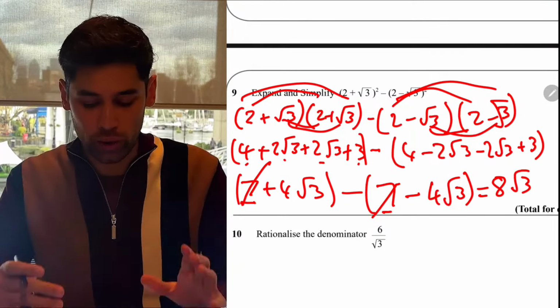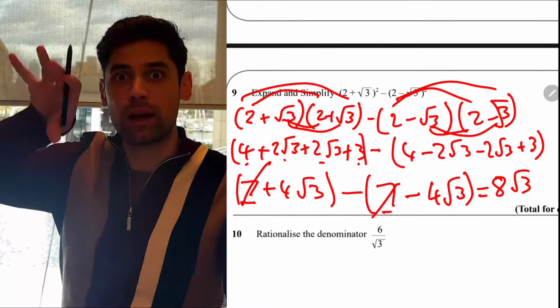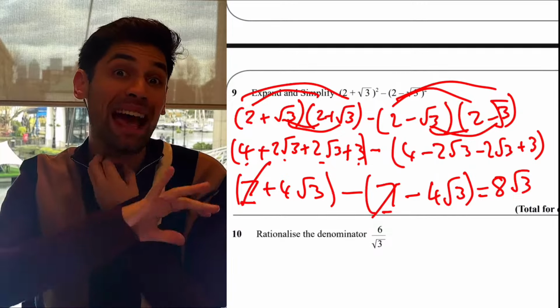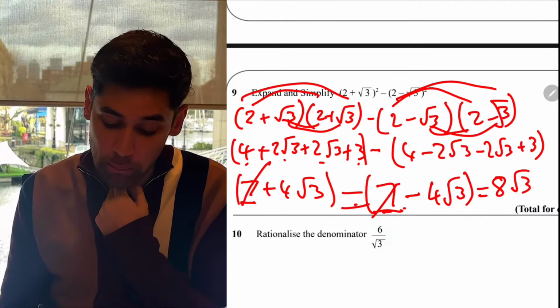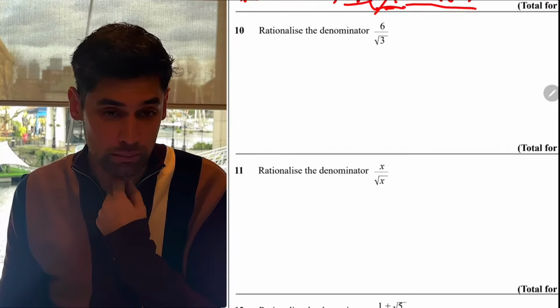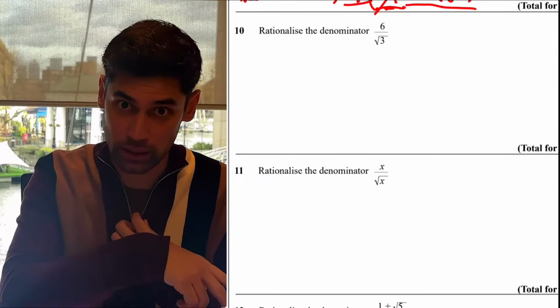So the moral of this story is, whenever there is a sum minus another bracketed sum, keep the brackets involved because you're going to minus everything on that side. So we are minusing 7 and we are minusing minus 4 root 3. Don't mess it up. I mean, you will, and that's fine, but don't mess it up in your exam, mess it up in your practice, and then learn from it.